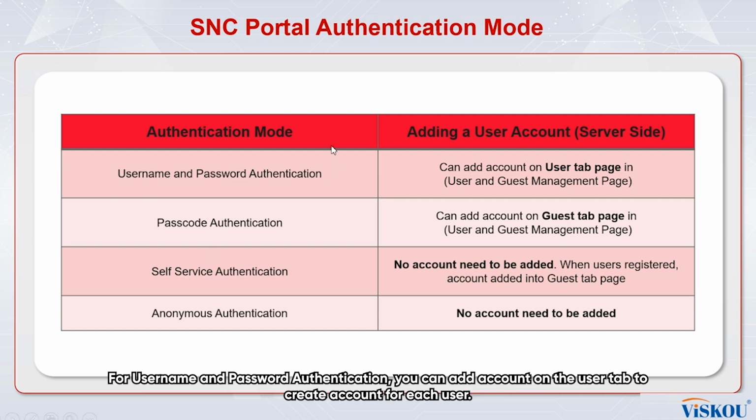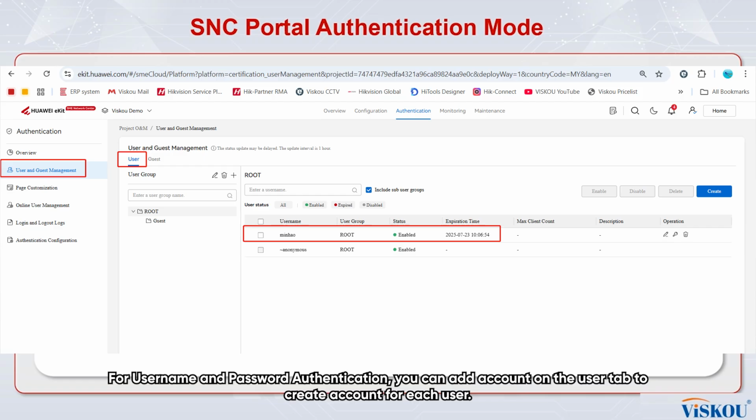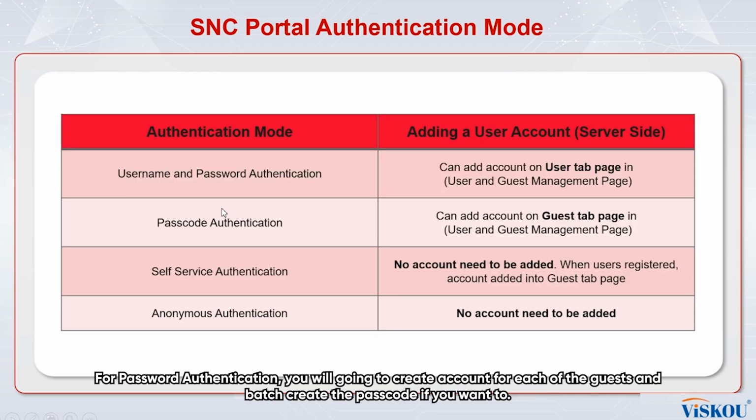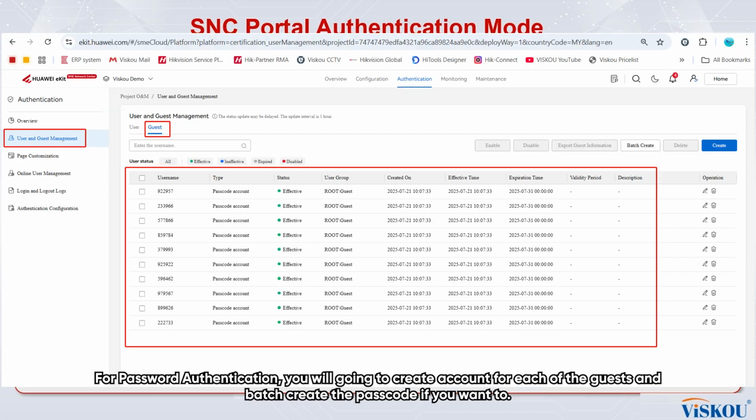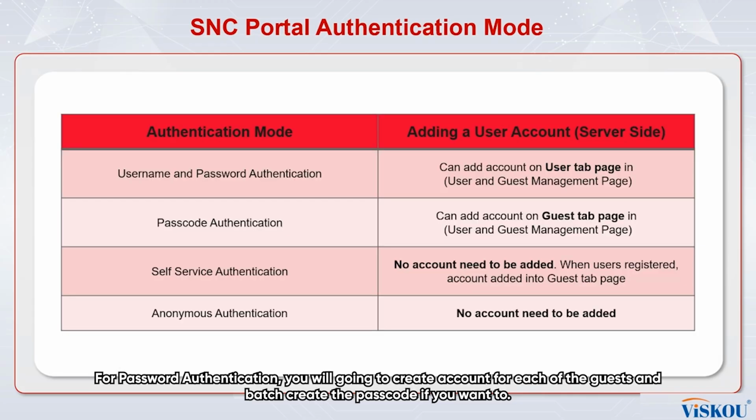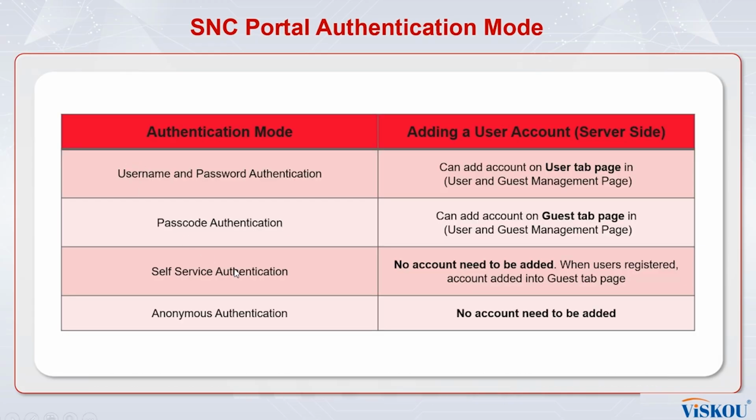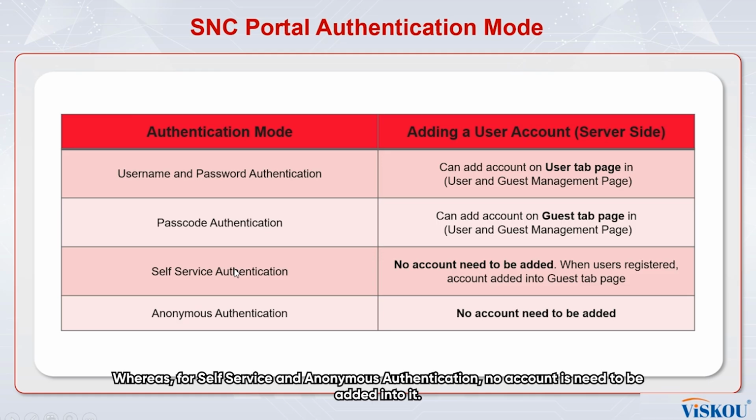So the first one will be the username and password authentication. For this one, you need to add an account on the user tab, so you need to create an account for each user. If you're using passcode authentication, you're going to create a guest account for each of the guests, and you can batch create the passcodes if you want to. Whereas for self-service authentication and anonymous authentication, no account needs to be added.